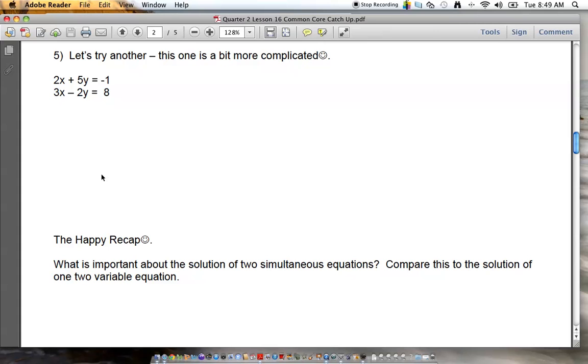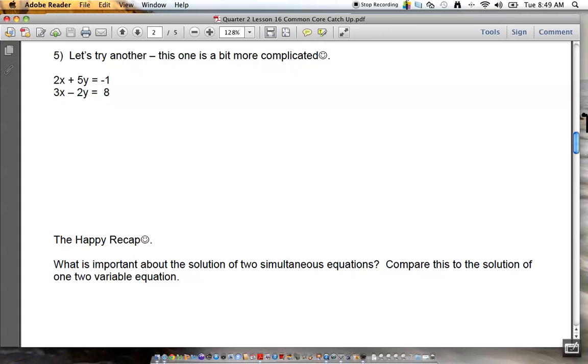If you just add them up, nothing cancels out. You get 5x plus 3y is 7. Whoop-de-darn-do. You haven't done any good at all. So, you need to subtract them. No, that wouldn't work either because I'd get negative x plus 7y is equal to negative 9.